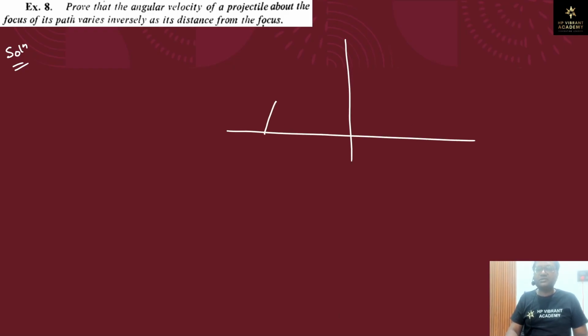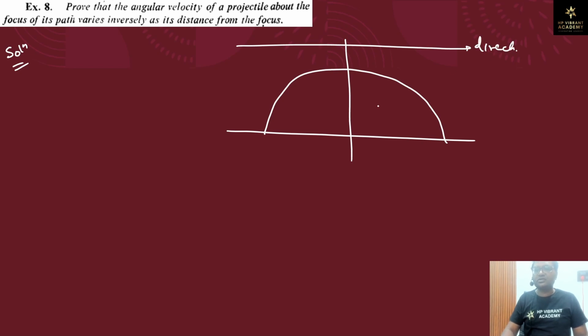Okay, let us discuss question number 8. So how can we solve question number 8? Prove that the angular velocity of a projectile about the focus of its path varies inversely as its distance from the focus. So let us consider a projectile path like this, and we have a directrix. Let us consider this as the focus S and take this point as P. The distance of this point from S is the same as the distance of this point from the directrix, so this distance is equal to this distance.